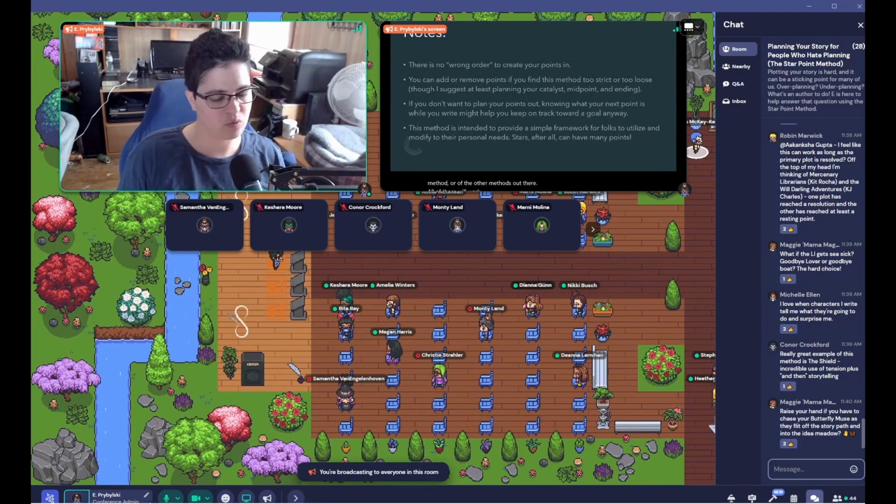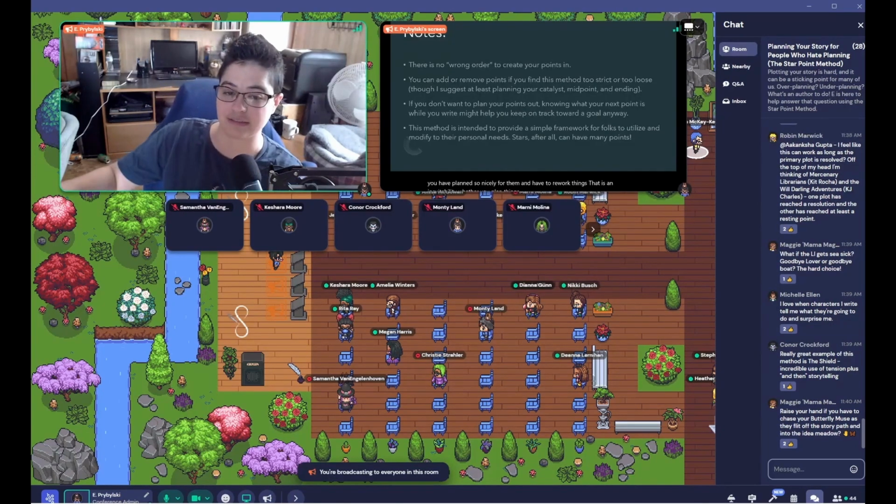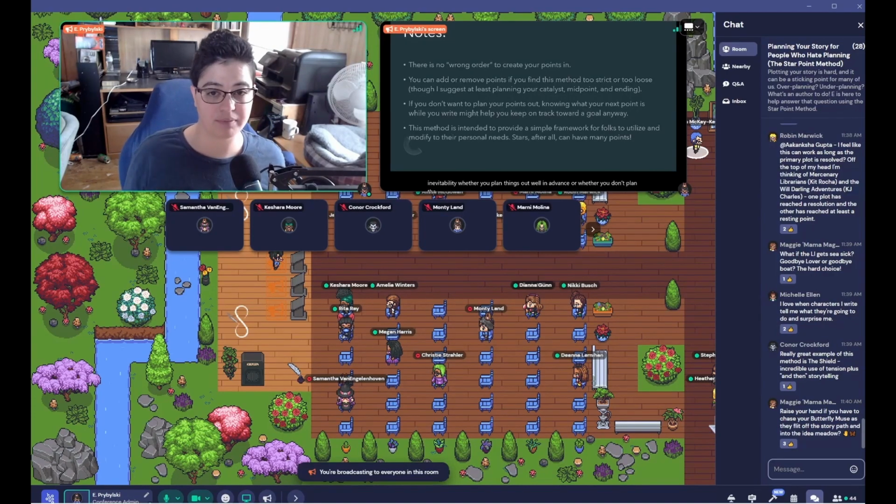And yeah, you are definitely going to have your characters go wandering off the plot that you have planned so nicely for them and have to rework things. That is an inevitability, whether you plan things out well in advance or whether you don't plan them at all. And if you don't plan them at all, I guess you're not going to have them leave the plan, but at the same time, you will discover that it's not going the way you expected. That is one of the fun pieces of writing. So you can add or remove points if you find things too strict or too loose.